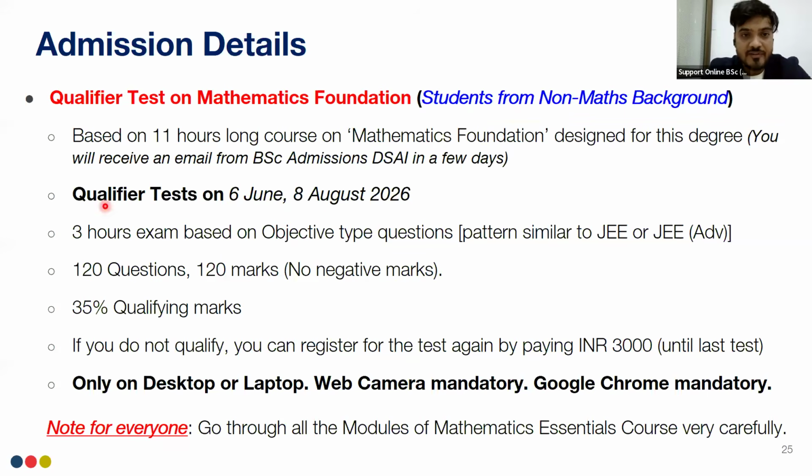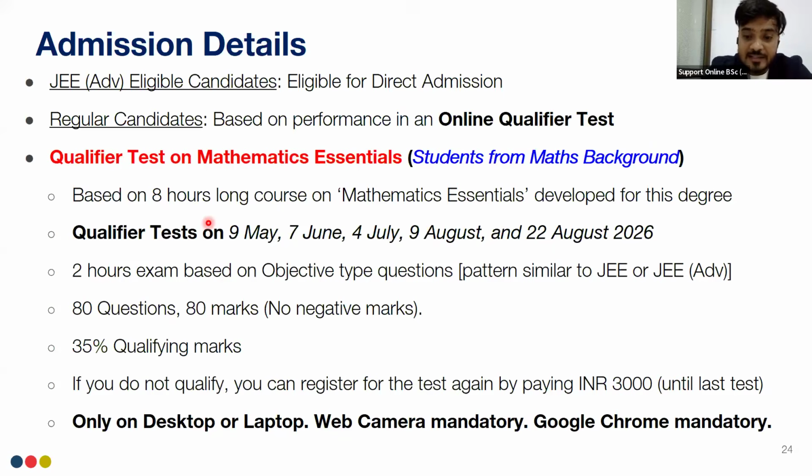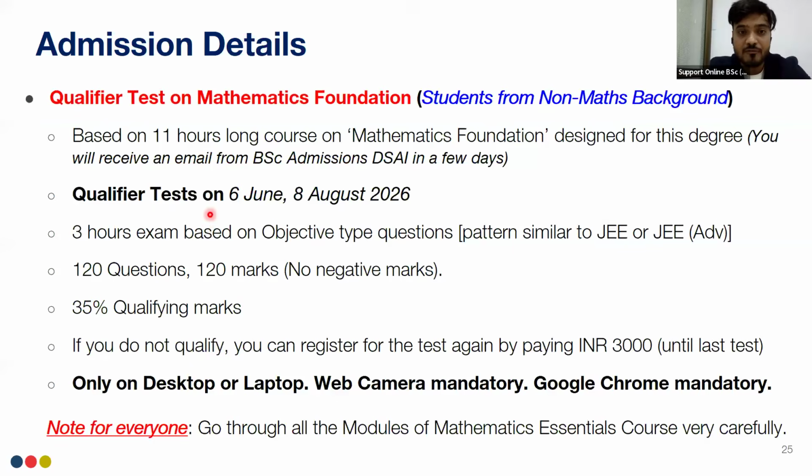So for you, the qualifier test is not scheduled in the upcoming May slot, which is on 9th May. For you, the slot is not for 9th May because you need to prepare yourself more in terms of the courses, in terms of the modules. So we will give time for that. Your first exam is scheduled on 6th June, and the next slot is on 8th August. And based on the number of students, we can increase the slots as well.